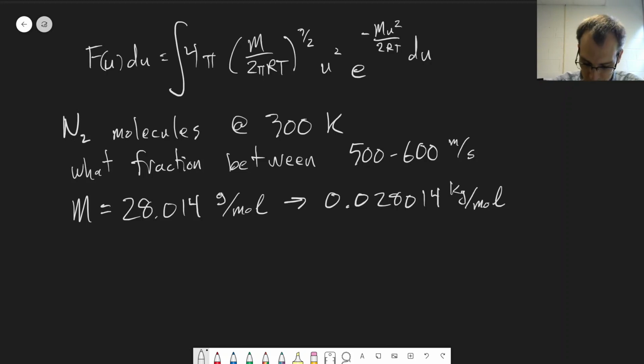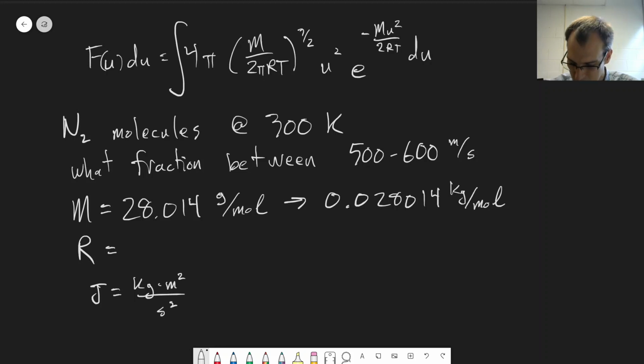The other thing we need then is R, and in the right units. We'll want to pick joules per mole Kelvin so that everything's in SI units and everything will cancel out. Just as a reminder, a joule is equal to kilogram times meter squared over second squared. That's part of why we switched to kilograms per mole. The moles in the molar mass and the R constant are going to cancel out as well. So we should get something that is in terms of meters per second once we have all the square roots taken care of. So R is 8.3145 joules per mole Kelvin. Okay, so we've got everything that we need.